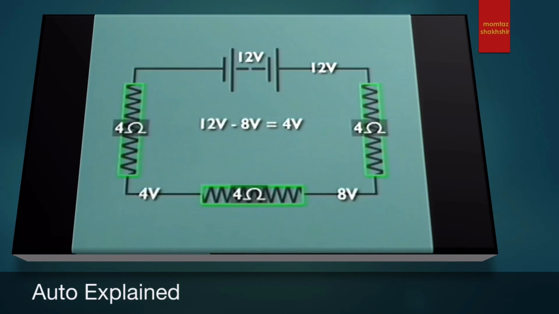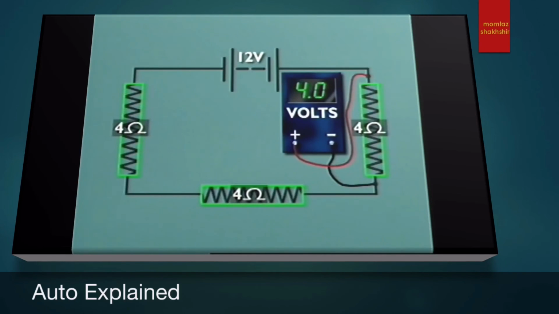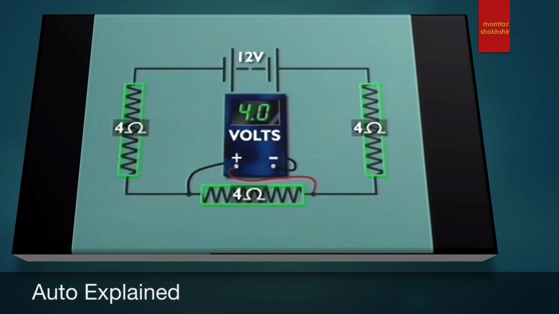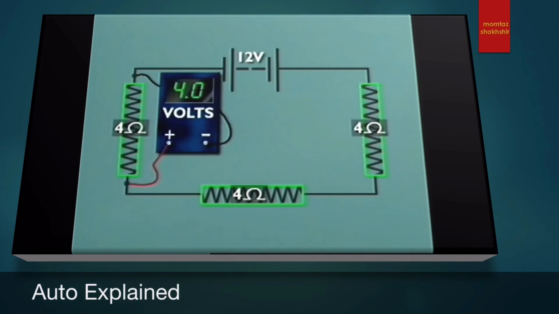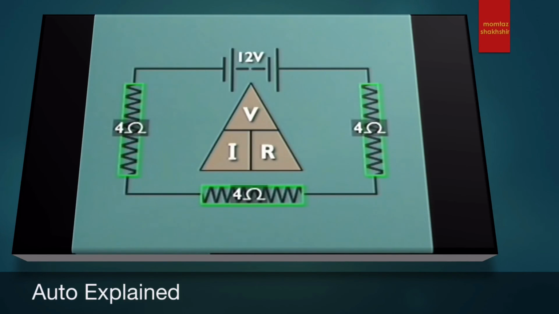The voltmeter will read 4 volts in each case, because that's the difference between the 2 points, the potential difference or voltage. Ohm's law can be used in series circuits to calculate voltage, resistance and current. Any one can be calculated as long as the values of the other two are known.